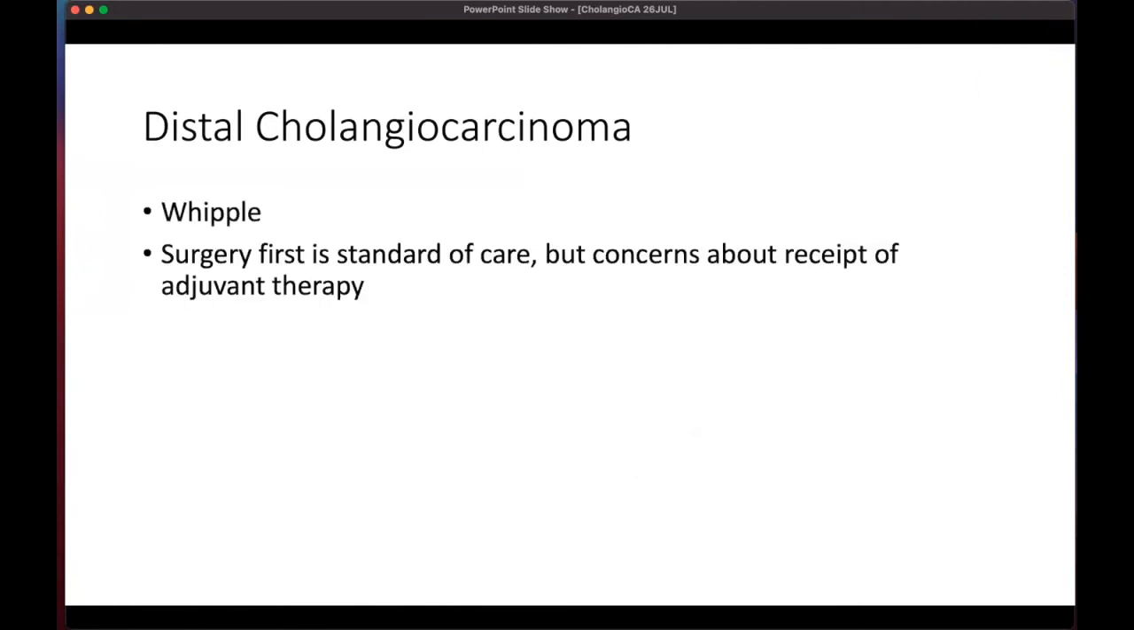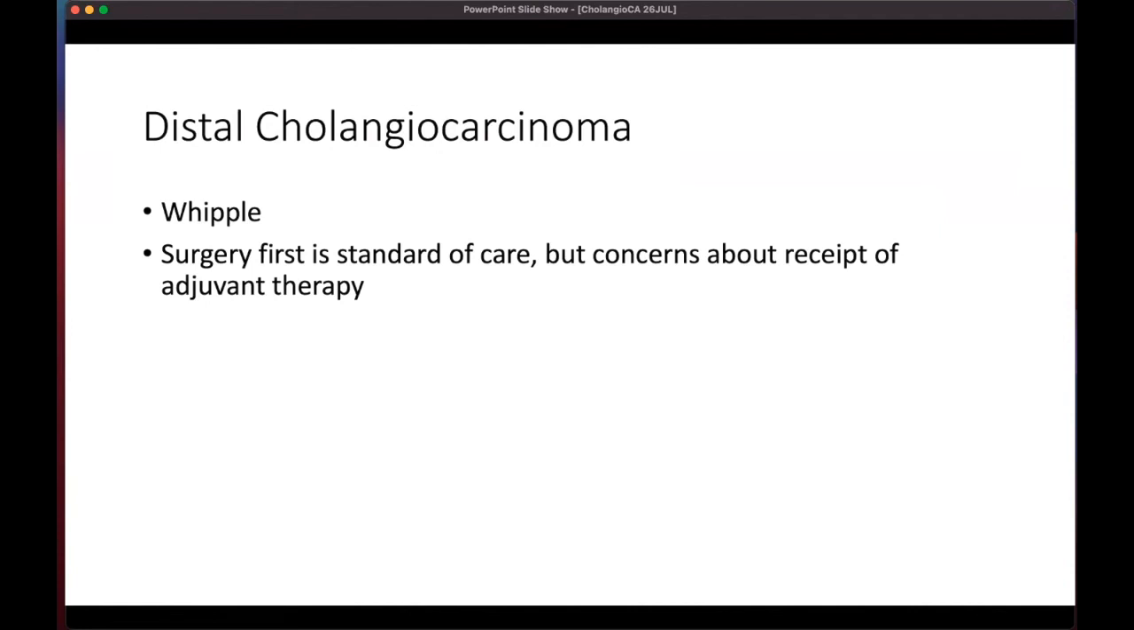Good. And then the other thing, you guys all know how I feel about neoadjuvant therapy. The standard for distal cholangio is definitely surgery and then adjuvant therapy, because it's just not very common and nobody's really studied neoadjuvant. I would not hesitate to give a patient neoadjuvant if I could convince the medical oncologist to do it, because again, the same concerns are going to be there about the receipt of adjuvant therapy. So if you do a Whipple on a distal cholangio, a good portion of those patients are not going to be ready for chemo post-op.